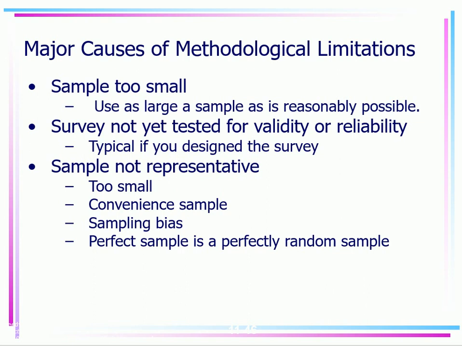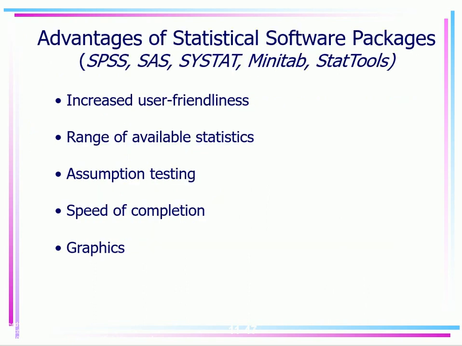Anyway, methodological limitations, I've already mentioned. Your sample is too small. That's a problem. You need to disclose that. If you only have 5 people out of 50, it's too few. It's not representative. The survey hasn't been tested for validity and reliability because you made it up, right? That's something you need to disclose. The sample's not representative. It's too small. It's a convenient sample. It's just not random, right?